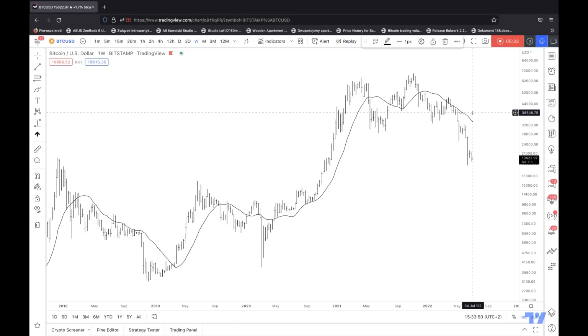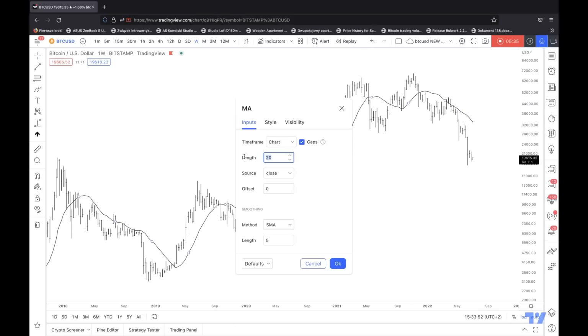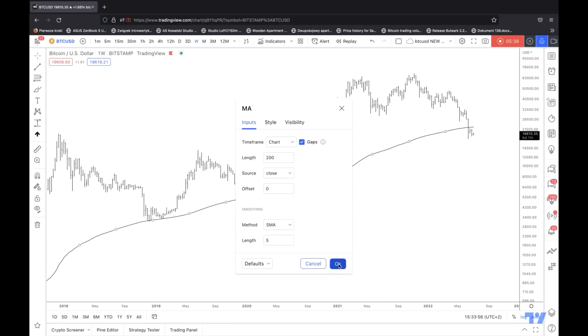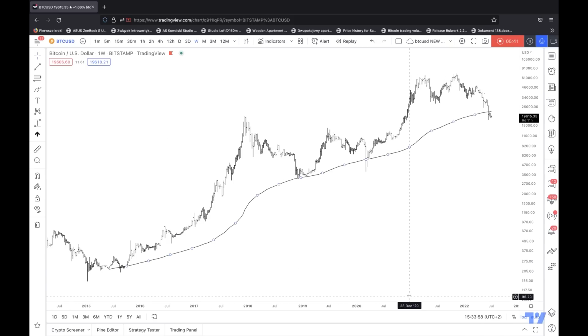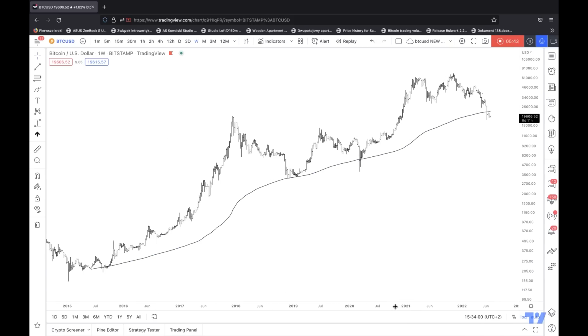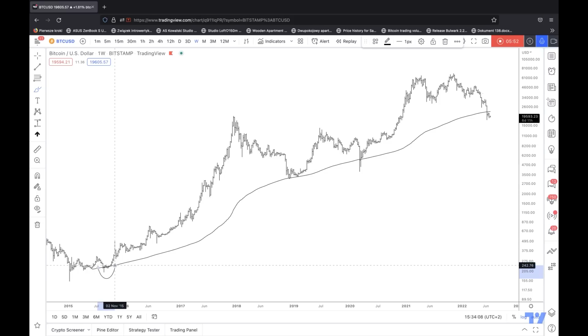This one is actually the 20-week average. But if we take it 200-week, then you would notice that historically, more often than not, the 200-week average had served as a strong support area for Bitcoin's long-term charts. It doesn't mean it cannot invalidate, as in break beneath, lower than the 200-week average.